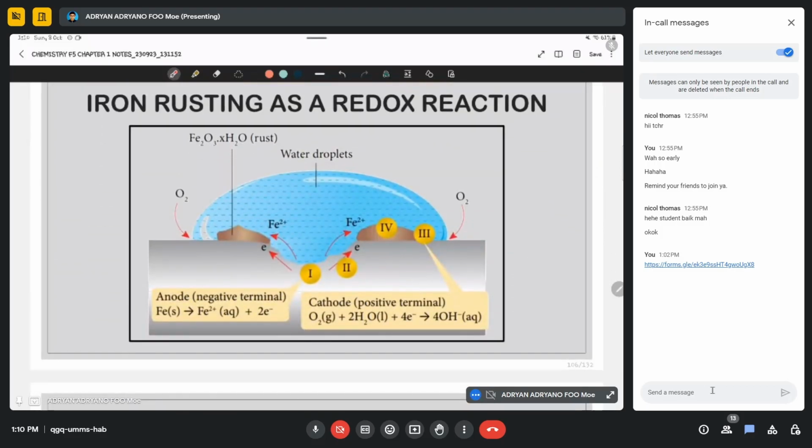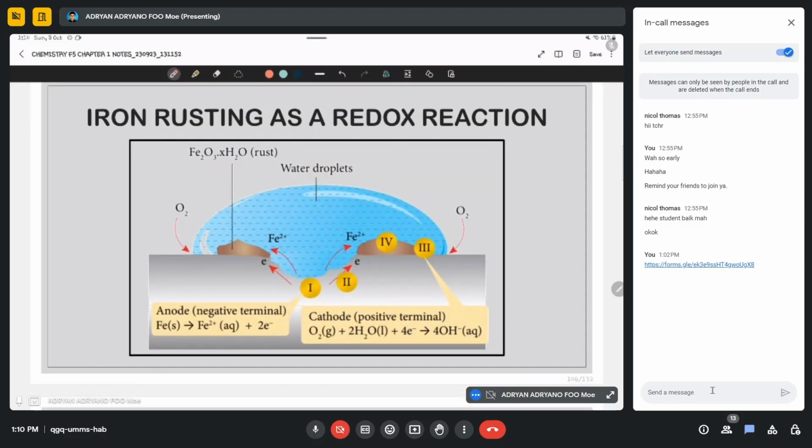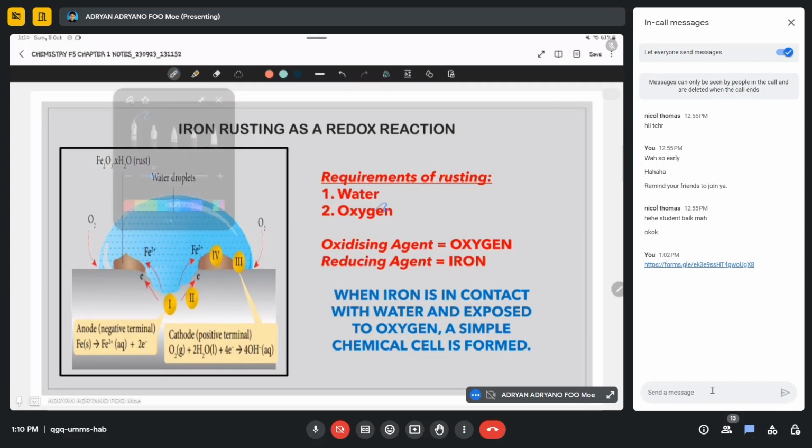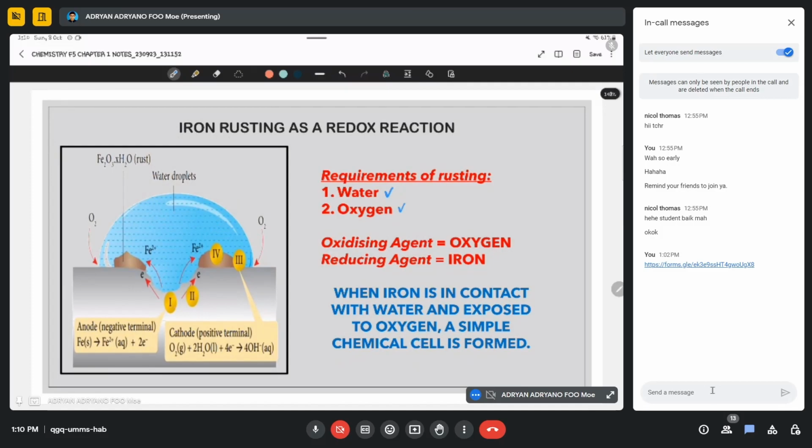Okay, 现在我们进 main topic, iron rusting. First of all, you must understand what do we need for rusting to occur. We got two, 两个要求. Water and oxygen is the must. These two mesti kena ada. 没有了其中一个我就不能生锈，就好像你小学学的那些。Okay, 那么你要知道 which one is the oxidizing agent, which one is the reducing agent.